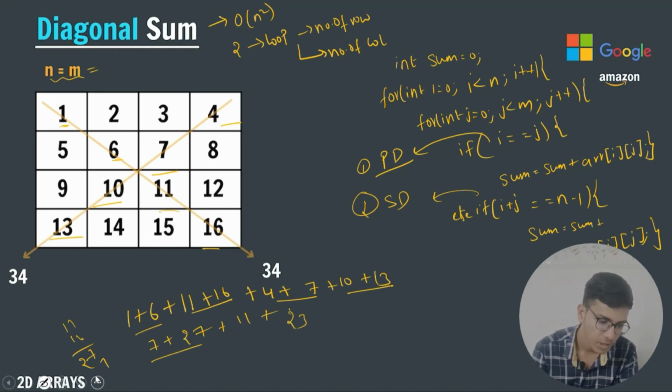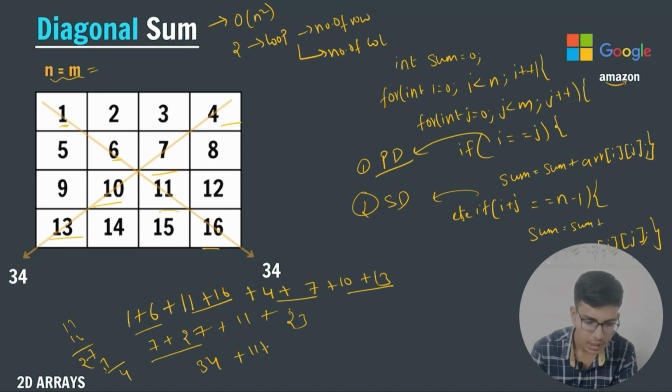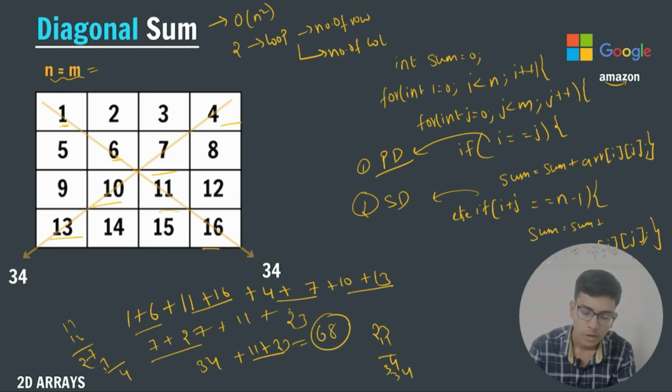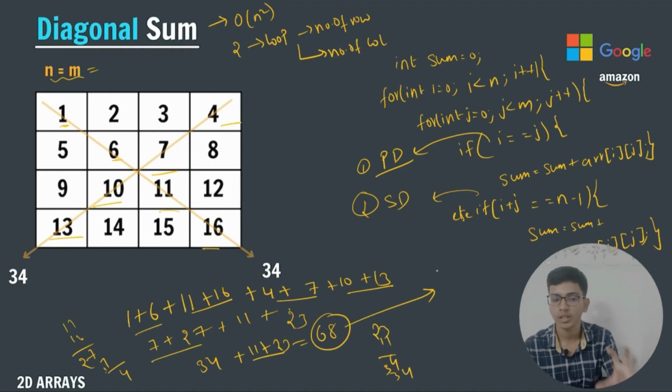So this will give 34 for the primary diagonal, and 4 plus 7 plus 10 plus 13 also gives 34. So 34 plus 34, the final answer will be 68. So we have to print the value of 68 to my user as my answer. So this is the pseudocode for this question.